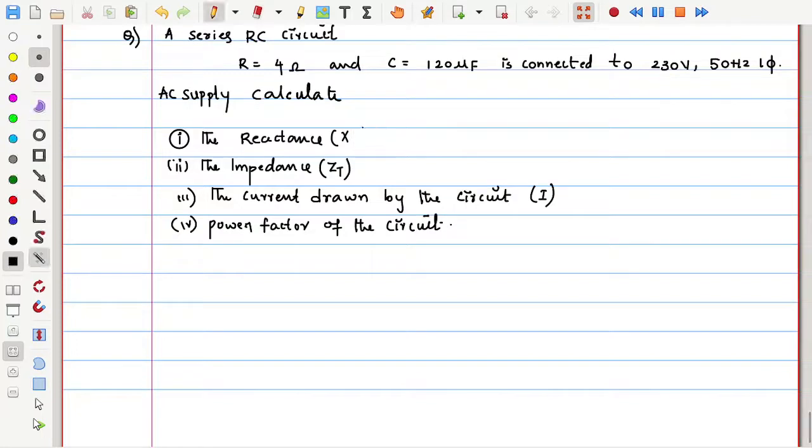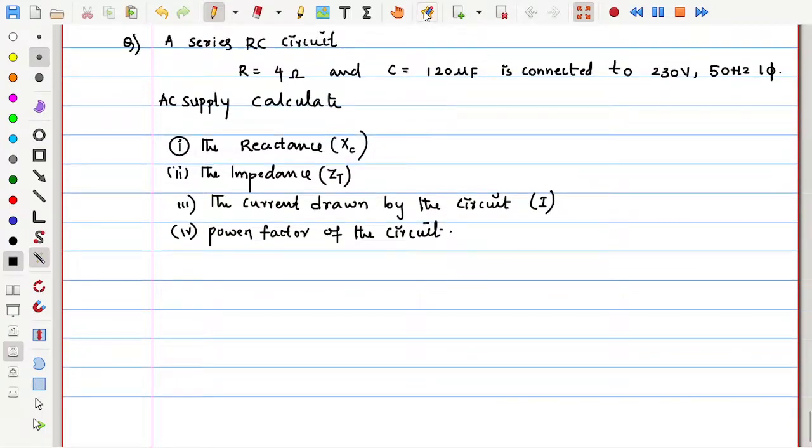Reactance means which reactance? Tell me. Capacitive reactance, impedance and current drawn by the circuit, and power factor of the circuit. So for which, what do we do? Quickly go with the circuit. R and this capacitor are connected in series, which is an RC circuit. So this is R, this is minus jXC, and the total voltage is V and the total current is I. Only this information is enough.